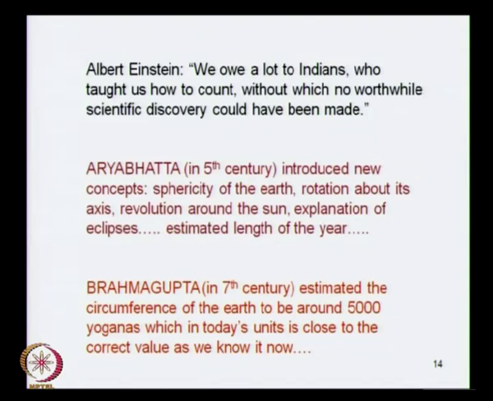Then Brahmagupta in the 7th century estimated the circumference of the earth to be about 5000 yojanas, which in today's units comes close to the correct circumference of the earth as we know it today.